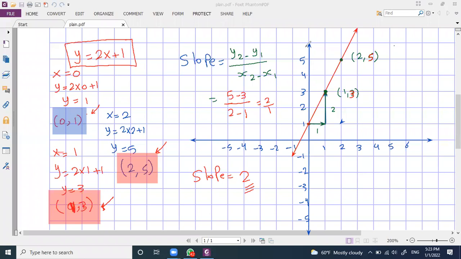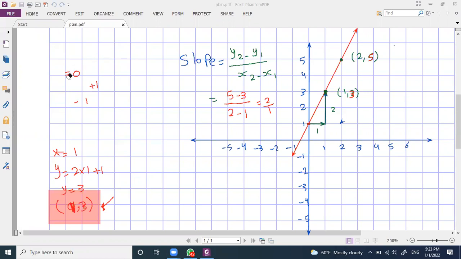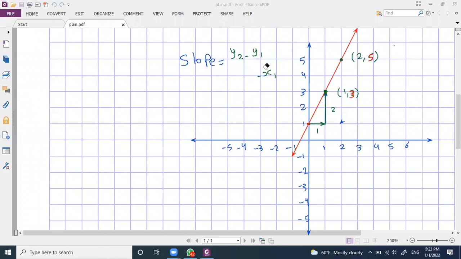What is going to happen if I find the slope taking 2 different points? I want to find the slope of the line taking 2 different points. So this is the line, and we can take 2 different points. If we join up this line again, you will find that the line will pass through these points.